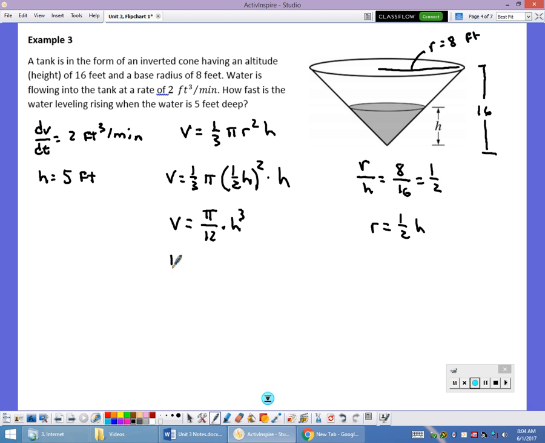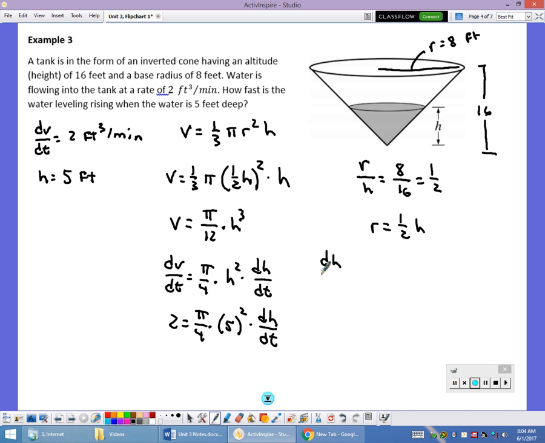So my next step when I take the derivative, dV over dt, is going to be pi over 4 times h squared times dh over dt. I'm going to plug in my variables I know. This is 2, so 2 equals pi over 4 times 5 squared times dh/dt. dh/dt is what we're trying to find. And then finally, when I solve that, dh/dt is going to be 8 over 25 pi. That's in feet per minute.